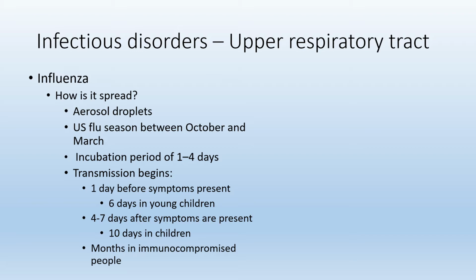This differs in children. You see up to 6 days before symptoms actually arrive, children are able to transmit the virus. Okay. And then we also see 4 to 7 days after symptoms are present, you are still able to spread the virus, right? 10 days in children is what we see. And so children, because they have an inferior immune system that is still developing the adaptive immunity and response, are more susceptible towards spreading the infection.